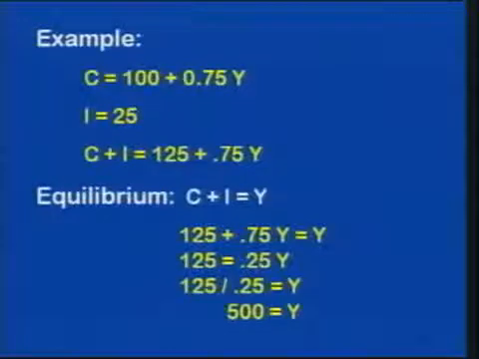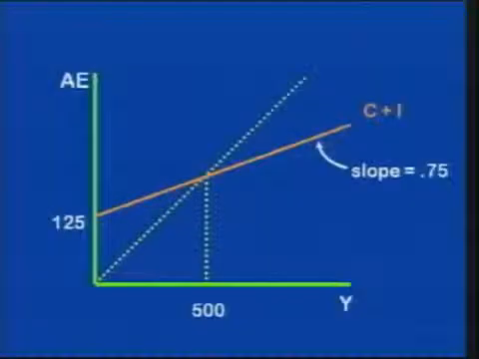So then all you do is solve this. You bring this over to that side, subtract it, and you get 500. Okay. So we know that this equilibrium is 500. If we're at, say, 400, we know we're going to move up towards equilibrium. If we're at 700, we know we're going to drop.